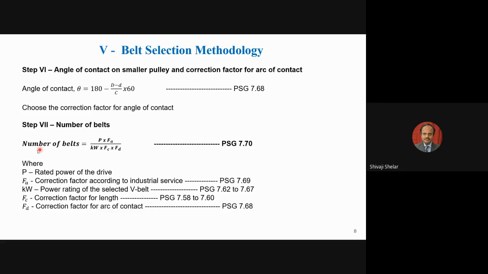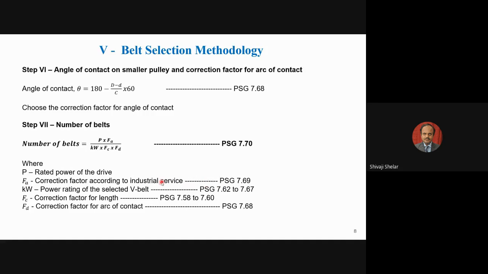To determine the number of belts, we have rated power times FA, the correction factor for industrial service, which is called the service factor or load factor, whatever the terms we can call it, that is FA, divided by the power rating of the single belt times FC, the correction factor for the pitch length, and FD, the correction factor for your angle of contact. So P is the rated power of the drive which we are transmitting, given in the application. FA is the correction factor based on the industrial service.